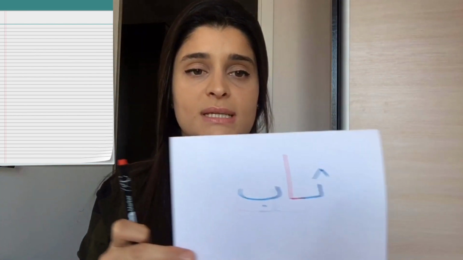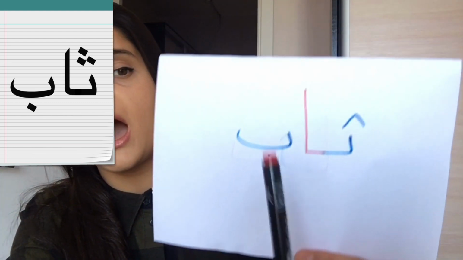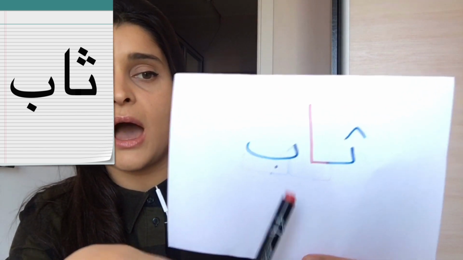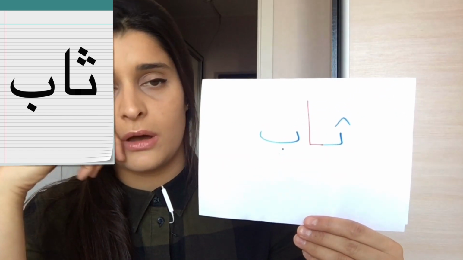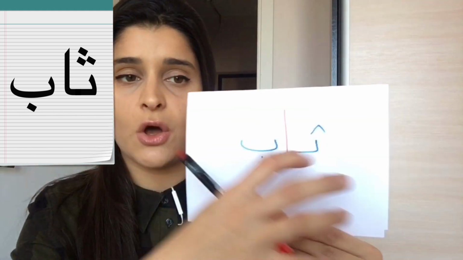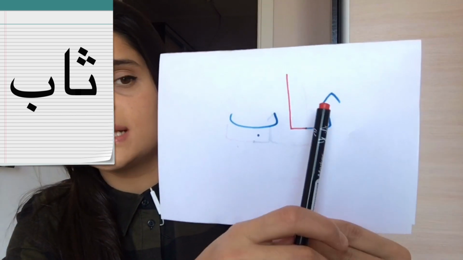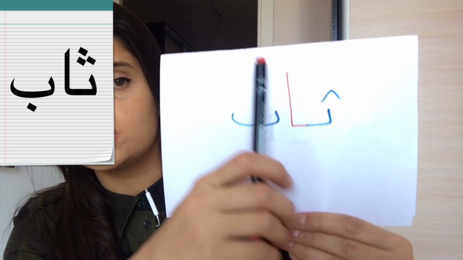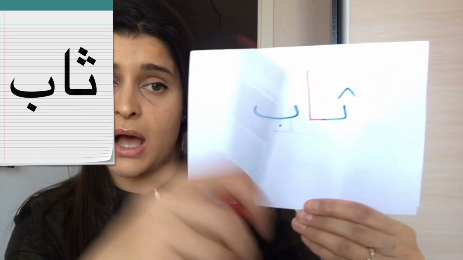Let's see how letter tha looks like in the word. We have tha, b, tha, b. It doesn't have any meaning. I just want you to concentrate on how the letters are connecting. This is letter tha. It connects to letter alif. Letter alif doesn't give its hand to letter ba. So tha, b. Actually, it has a meaning, but I'm not going to talk about this meaning now.